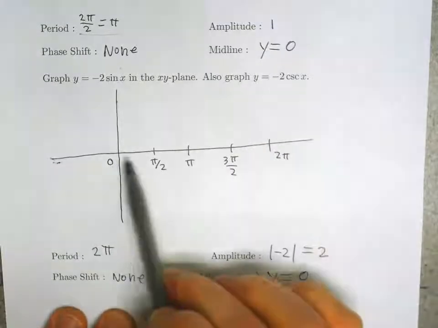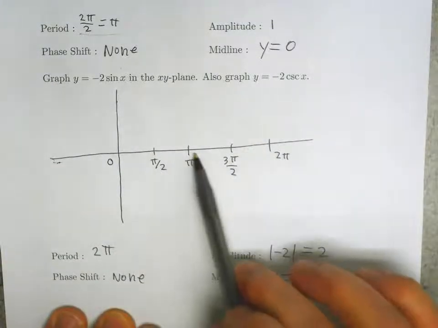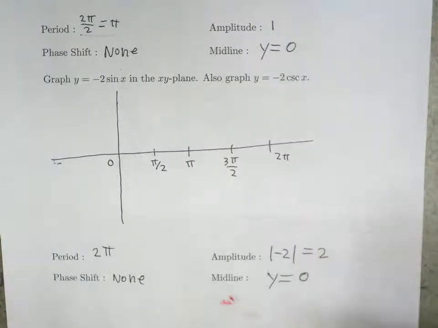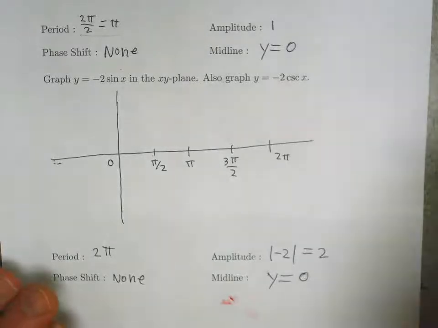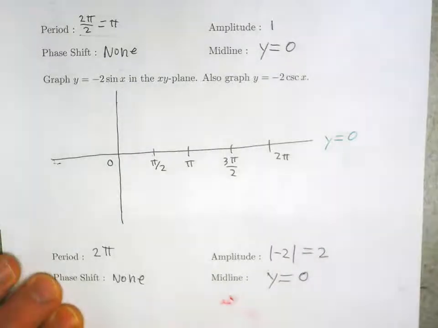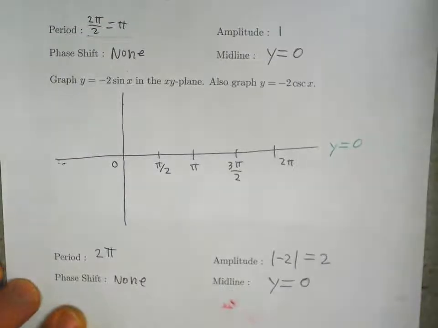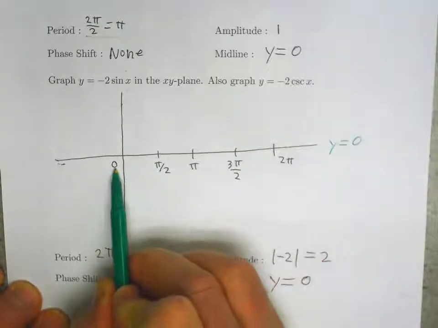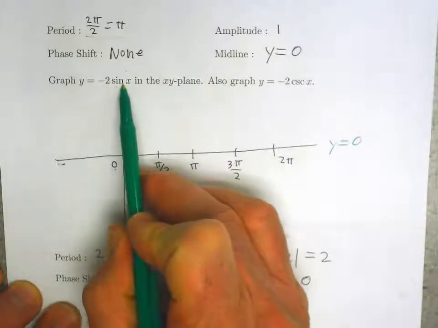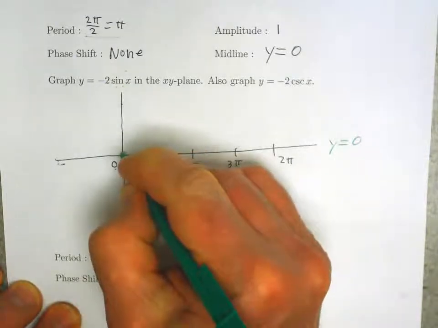So each of those subintervals is of length pi over 2. So let's start plotting points. So y equals 0 is the midline. Okay, so when x is 0, sine of x is 0, negative 2 times 0 is 0. So this is a point on the graph.